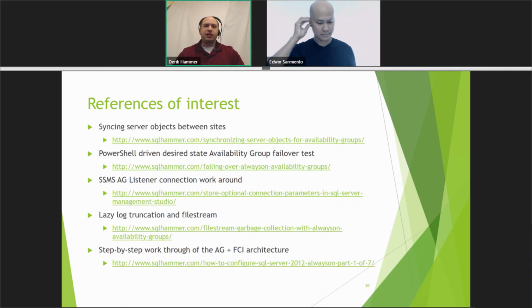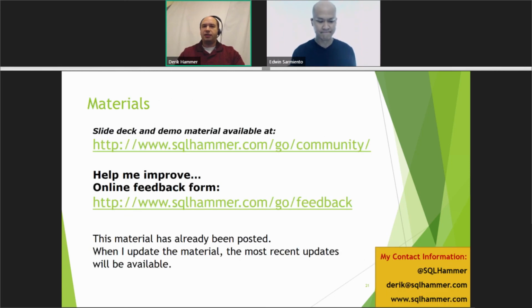You can have some disastrous effects with the garbage collection of FILESTREAM when combining it with the lazy log truncation that availability groups use. And then finally, there's a 7-part blog series that gives you the how-to that I didn't give you today. So with that, if you have any questions, I'll take them now.